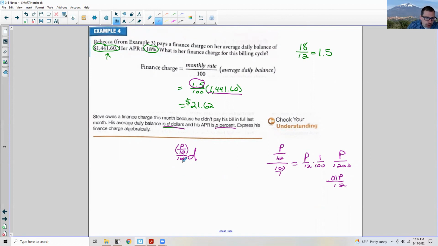So it could be p over 12 divided by 100 times d, or you could say 0.01 p over 12 times d. Okay, those would be two possible solutions.